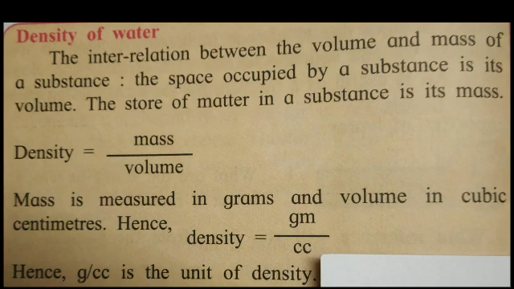Now let's learn about density of water, the interrelation between the volume and mass of a substance. The space occupied by a substance is its volume. The amount of matter in a substance is its mass. Density is equal to mass upon volume. Mass is measured in grams and volume in cubic centimeters. Hence, density is equal to gm upon cc. Here, gram divided by cubic centimeter is the unit of density.